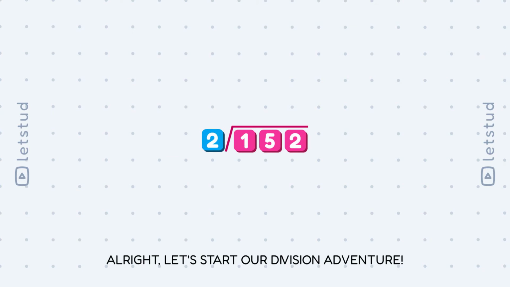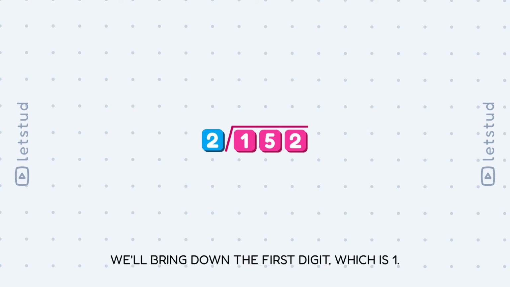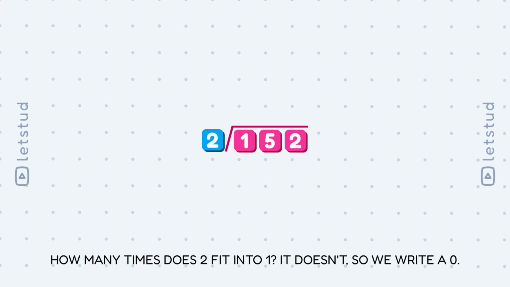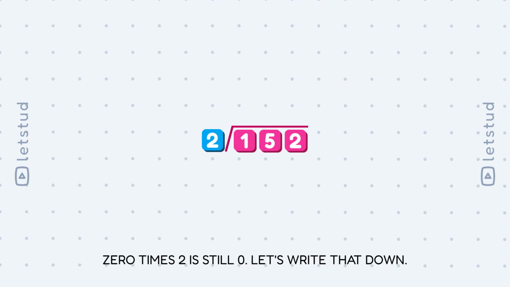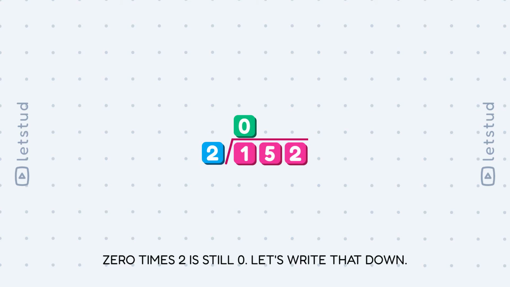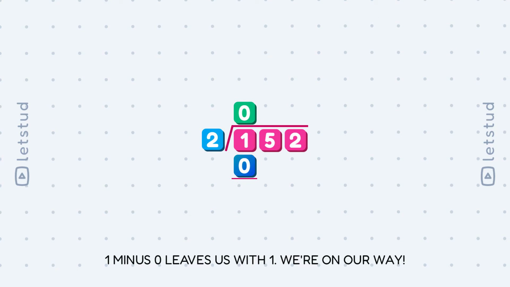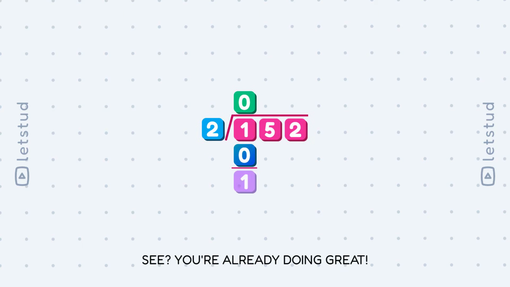Alright, let's start our division adventure. We'll bring down the first digit, which is 1. How many times does 2 fit into 1? It doesn't, so we write a 0. 0 times 2 is still 0. Let's write that down. 1 minus 0 leaves us with 1. We're on our way. See, you're already doing great.